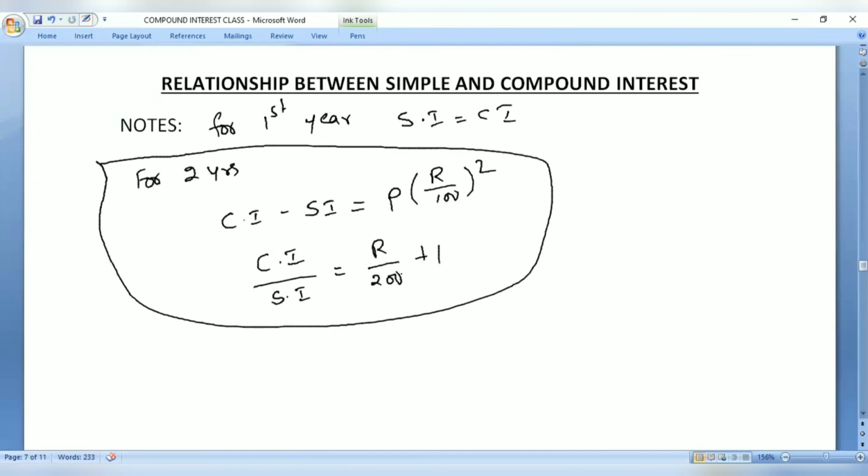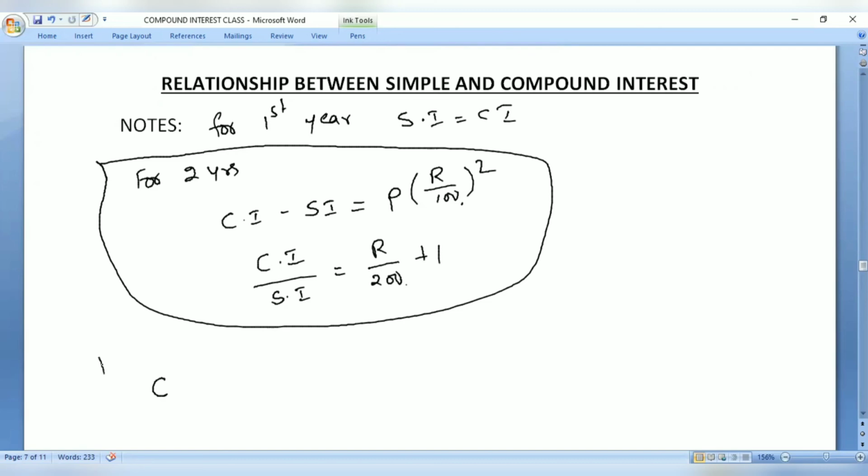For 2 years, if a problem is given to you like this, find the difference between compound interest and simple interest on a particular principal P for a rate of interest R, for 2 years, then we can directly substitute into the formula P into (R by 100) whole square and we get it. If they ask you the ratio of compound interest to simple interest, we substitute in this particular formula.